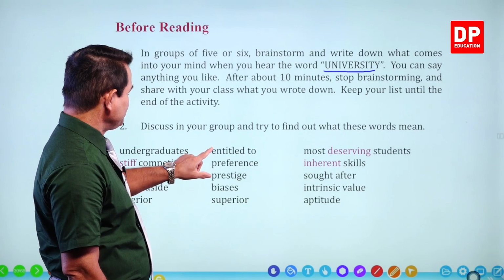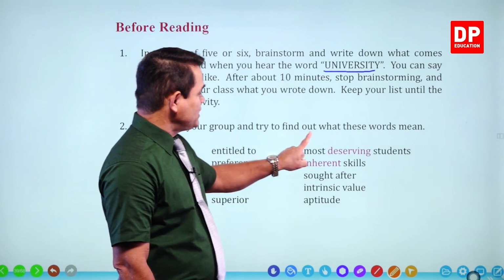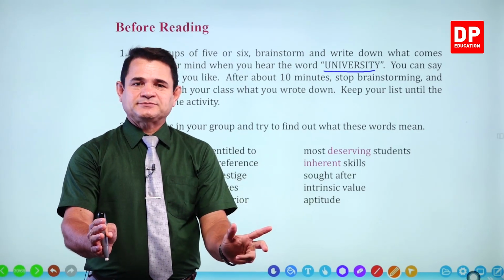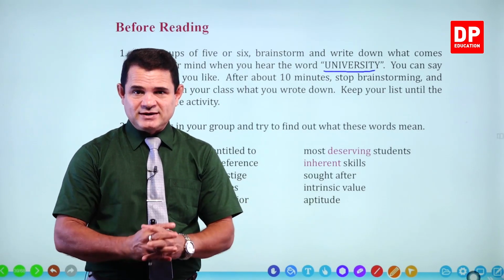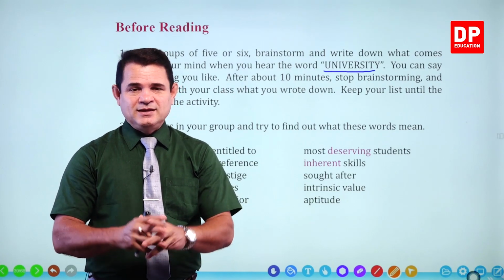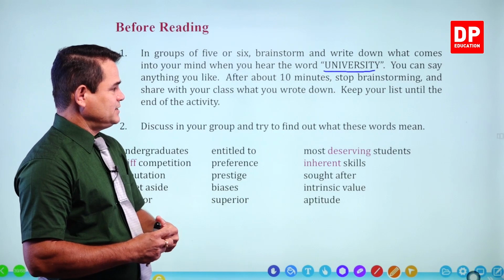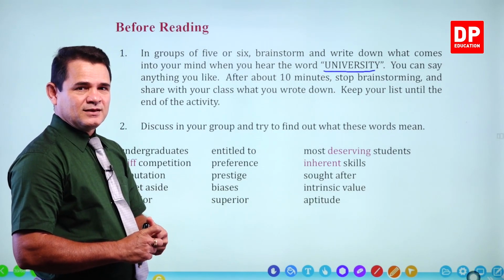After that, discuss in your group and try to find out what these words mean. Now you are in groups. Discuss with your friends in the group. Group එකේ යාළුවොත් එක්ක කතා කරලා try to find මෙන්න මේවායේ තේරුම් හොයන්න, what these words mean. What are they?